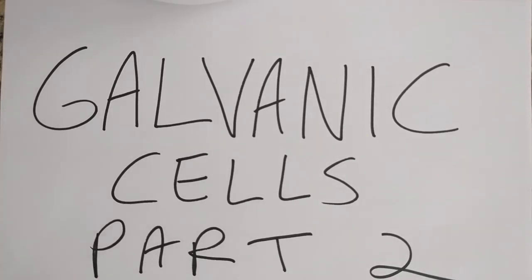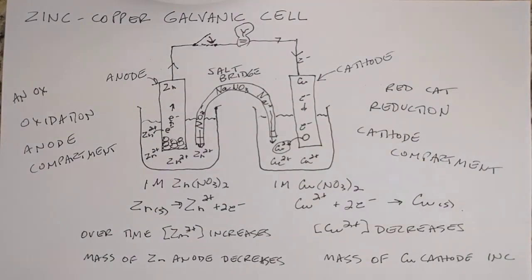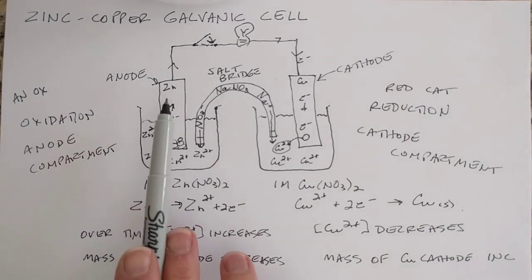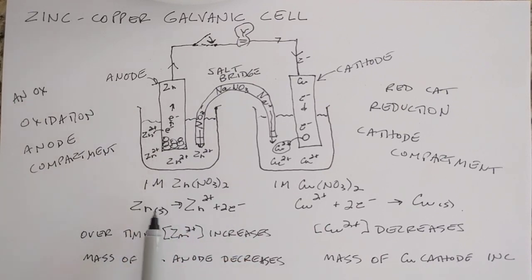This is part 2 on the lesson on galvanic cells. So in the last lesson, we looked at the zinc and copper galvanic cell. We have zinc at our anode, and zinc undergoes oxidation. It gives up 2 electrons.